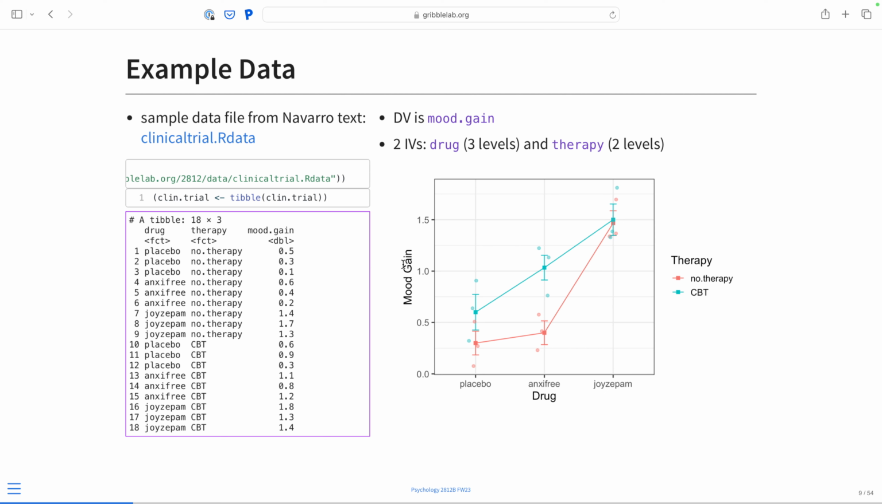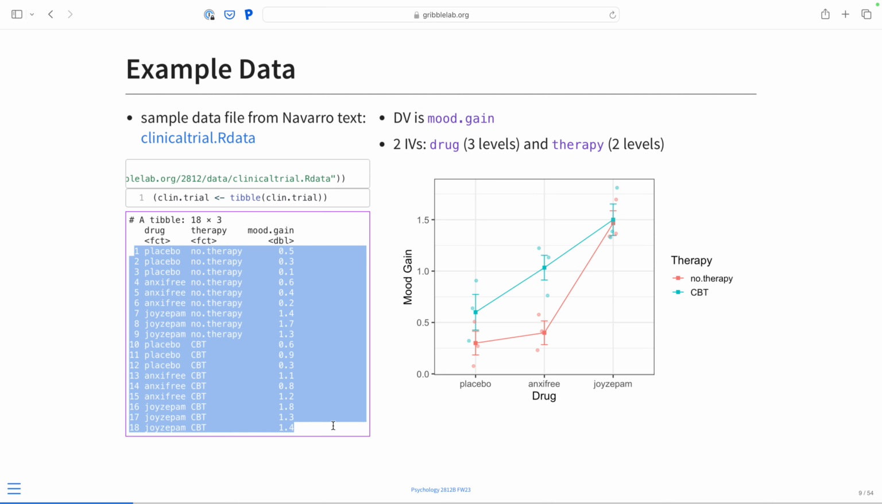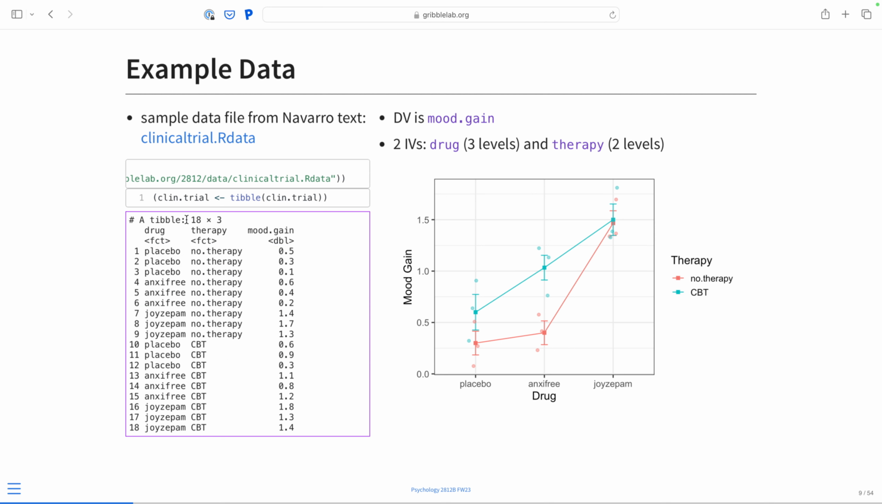And there are 2 factors here. Factor 1 is drug, and factor 2 is the kind of therapy these hypothetical patients receive. These are made-up data. These are not real data. We've got 18 observations, so 18 different participants, and each participant only contributes a score in one category.